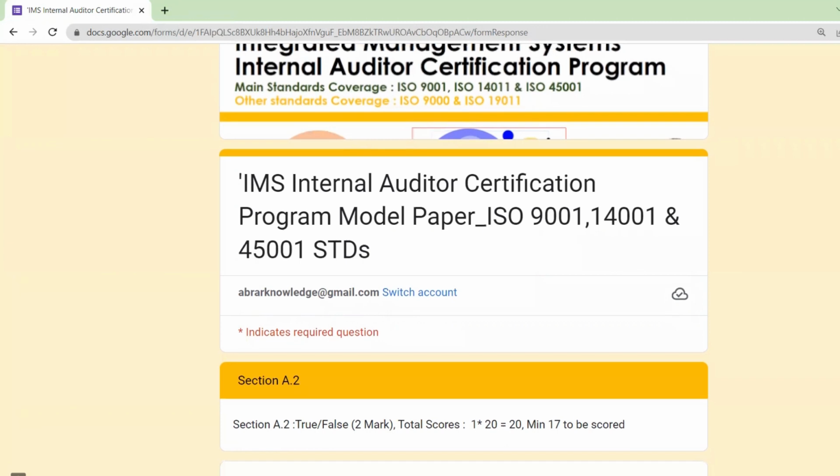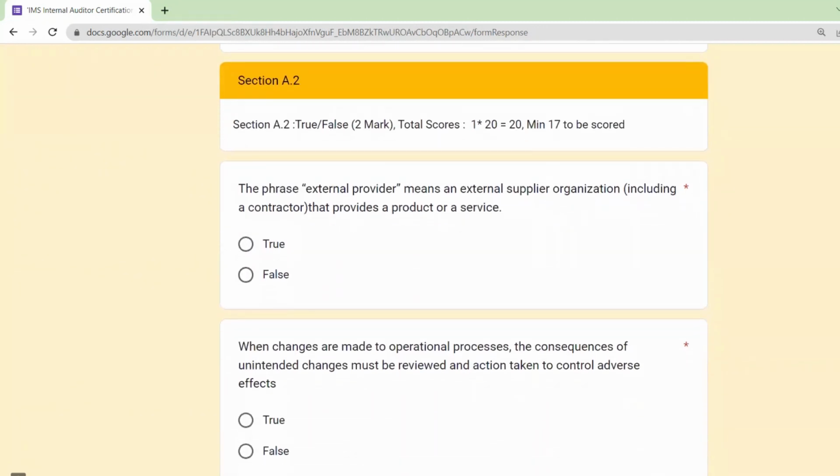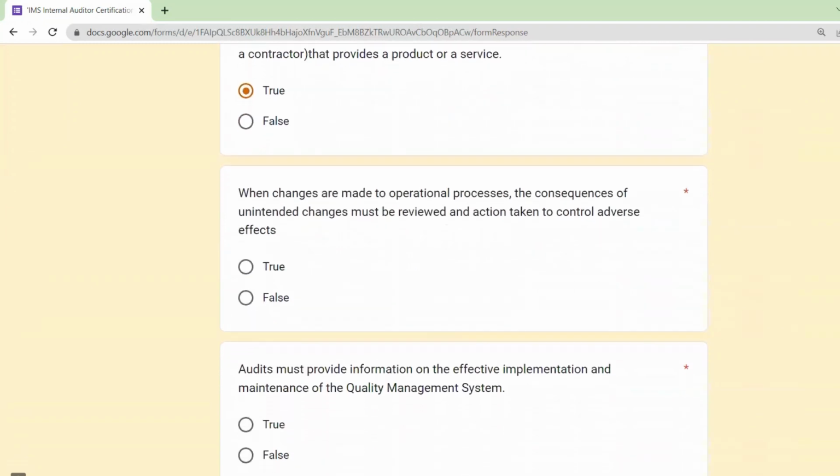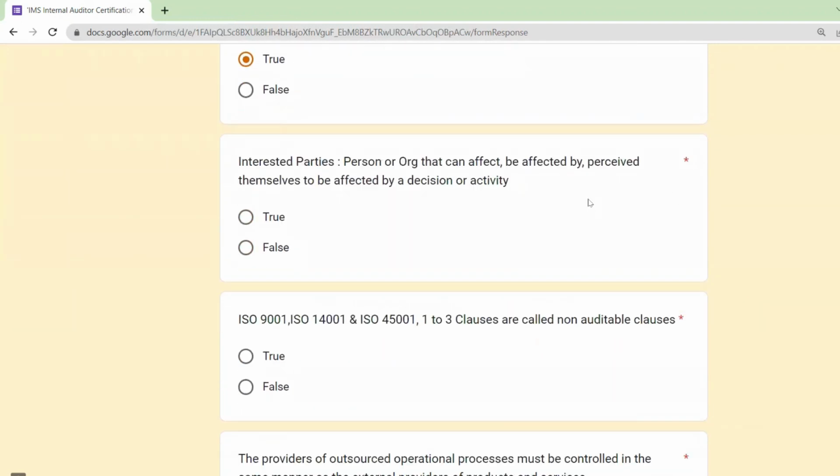So we are going to the next section, true or false. This is going to be very interesting. The phrase external provider means supplier or contractor. When changes are made to operational processes, the consequences of unintended changes must be reviewed. Yes. The audit must provide information on effective implementation and maintenance of the QMS. That's right. Yes. And interested parties: a person or organization that can affect or be affected by, or perceive themselves to be affected by, a decision or activity.